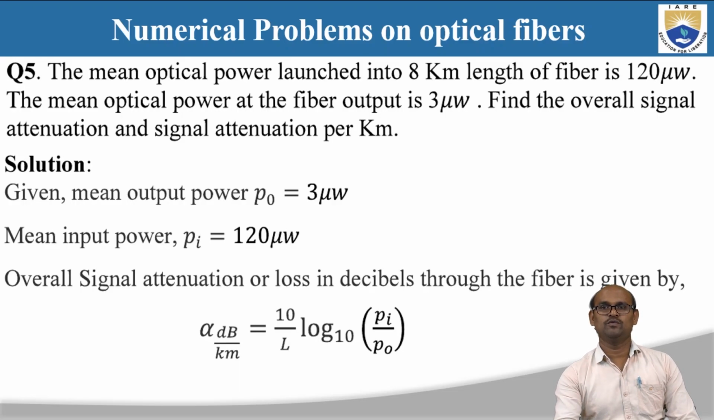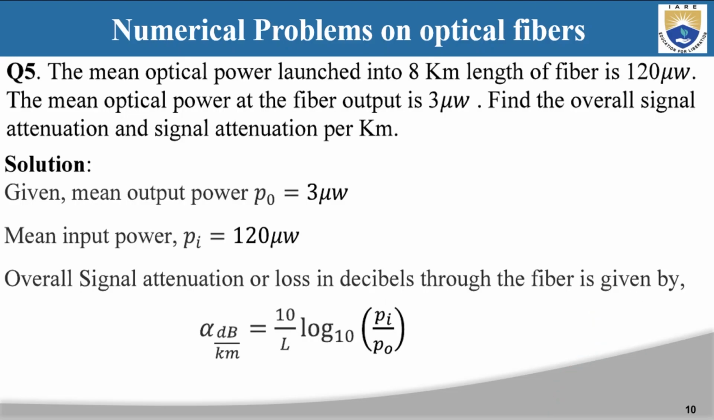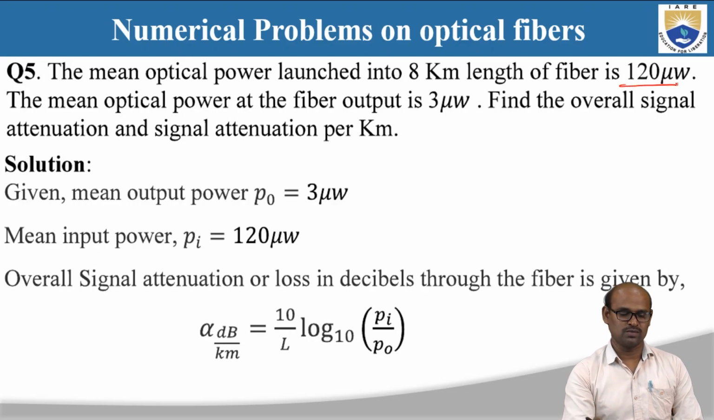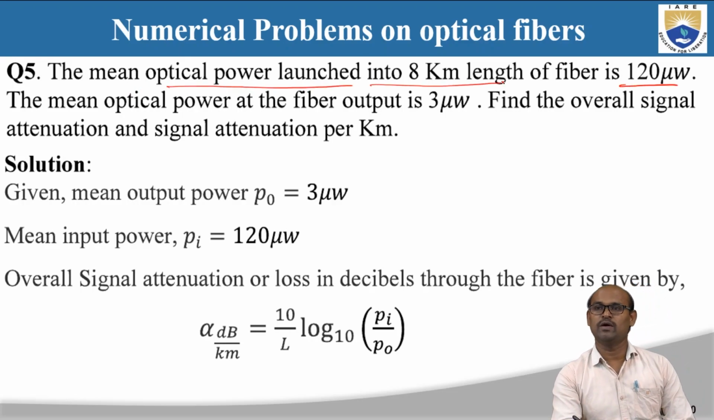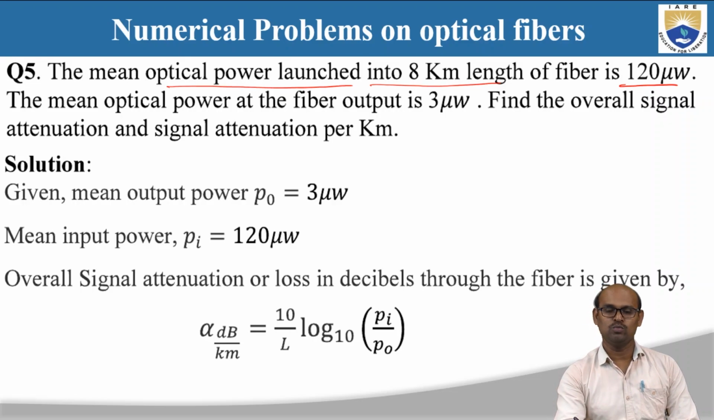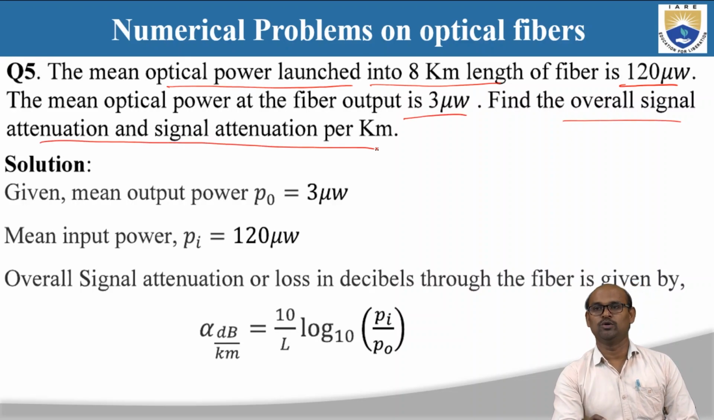Okay. So the fifth problem in this optical fibers: the mean optical power launched into 8 kilometer length of fiber is 120 microwatts. The mean optical power at the fiber output is 3 microwatts. Find the overall signal attenuation and signal attenuation per kilometer.